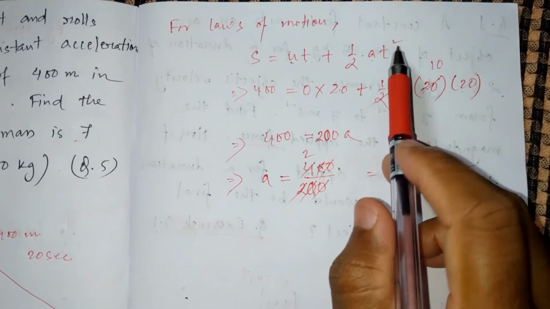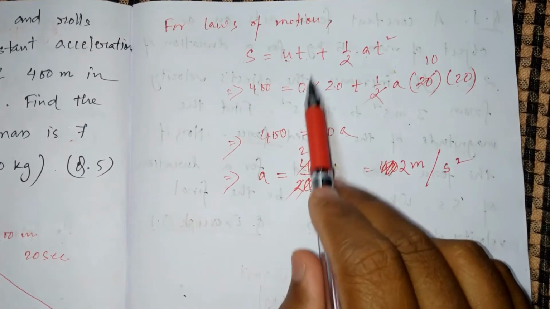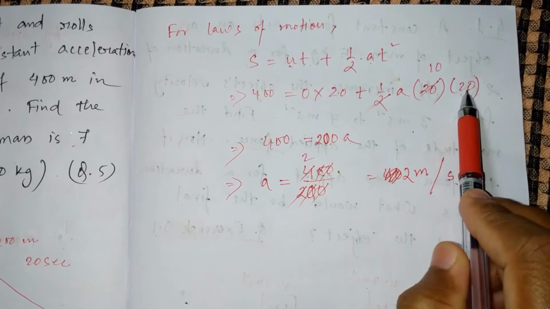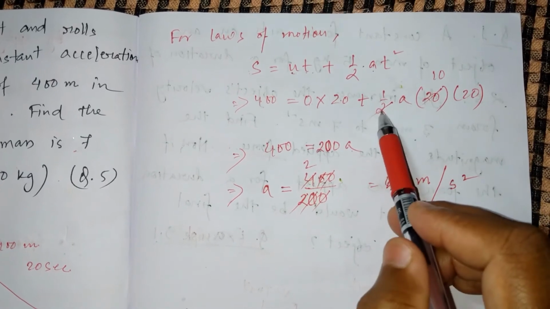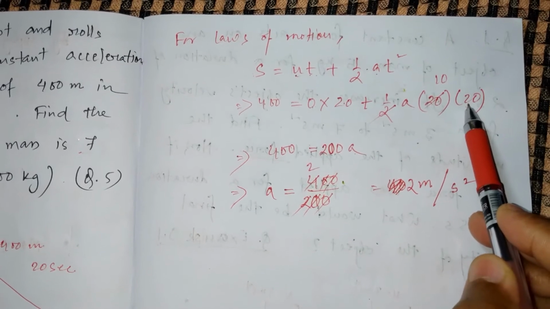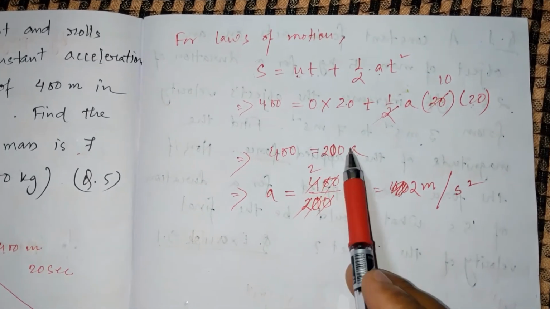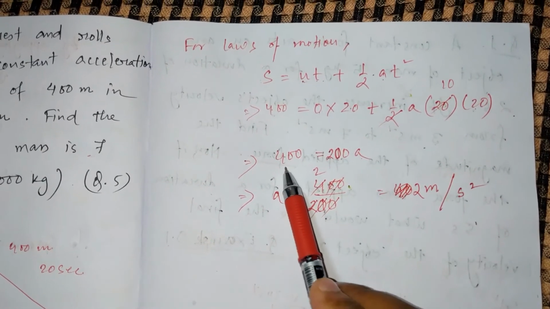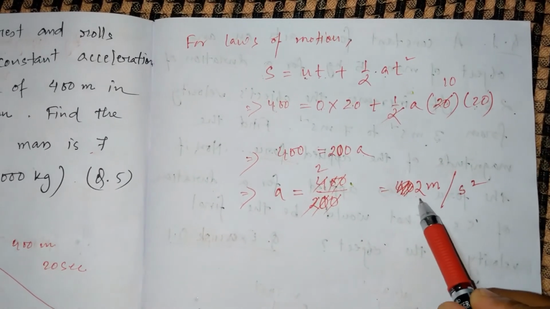Okay, so let's put the values. S equal to how much? 400 meter, as we know. U is 0, t is 20, half we'll write, a we'll keep, and t square, that means 20 into 20. So now what will happen? 400 will be there and this 2 will cut this 20 by 10. Then this 10 will be multiplied with 20, it will be 200 and a is there. So 200a. If you keep this a on one side and take the 200 to the other side, it will divide with 400 and you will get 2 as an answer. So the acceleration is 2 meter per second square.